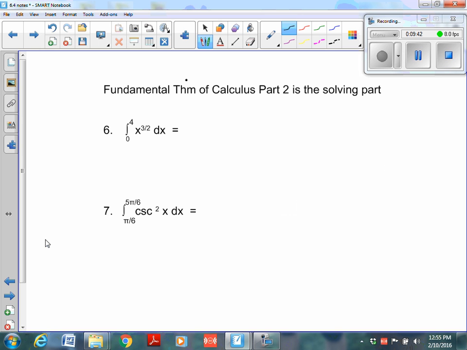The fundamental theorem of calculus part 2 is the solving part. So if they tell you to solve it, you already know that you've already done this before, so this is just review. Do you see that there is no d over dx in front of it? Everybody see that? You're just going to integrate x to the 3 halves. And how do you integrate x to the 3 halves? Isn't that x raised to the 1.5? So can't you just add another 1 to it, which makes 2.5?